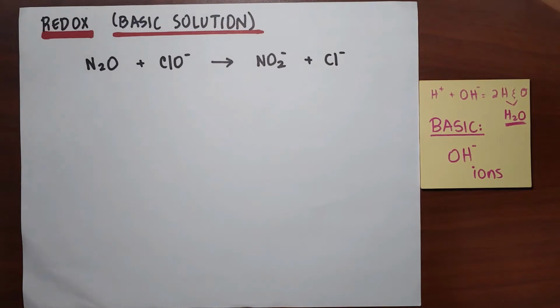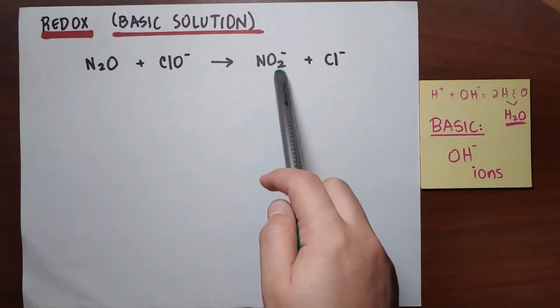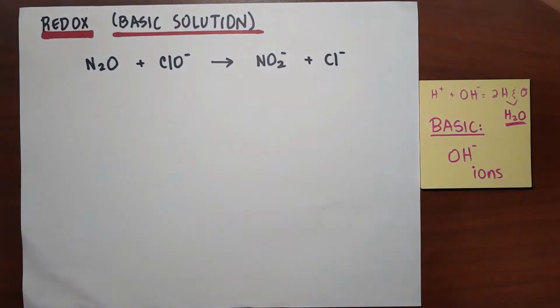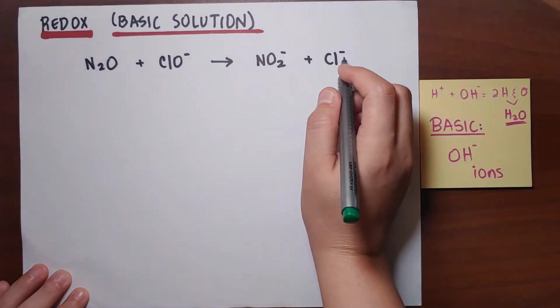Okay guys, we will continue with the topic redox in basic solutions. So we have dinitrogen oxide, hypochlorite ion, nitrate ion, and chloride ion. The first step is, as usual, we need to get the oxidation number of every element that is in the reaction. Now, remember that ions are going to express the same oxidation number as their charge.